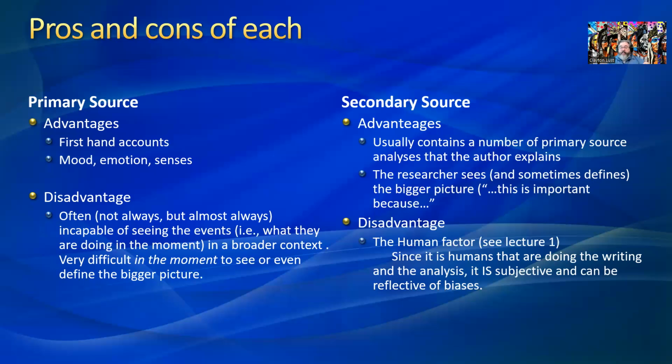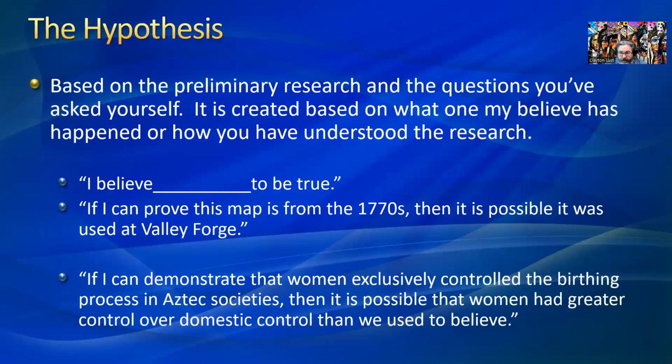Now, having a bias against or towards something is not necessarily a bad thing. It's when you claim to not have the bias and the bias absolutely shows that it becomes a problem. So there is a big disadvantage when it comes to secondary sources as well. So there's advantages and disadvantages, and you just kind of have to figure out how to traverse those advantages and disadvantages.